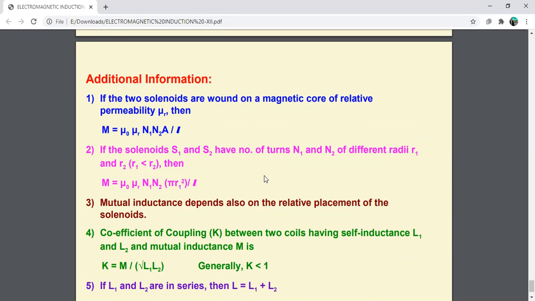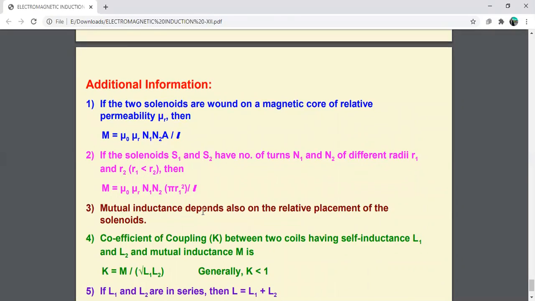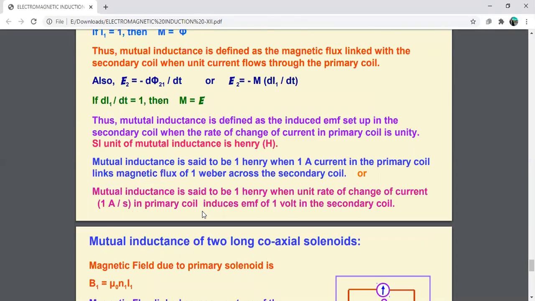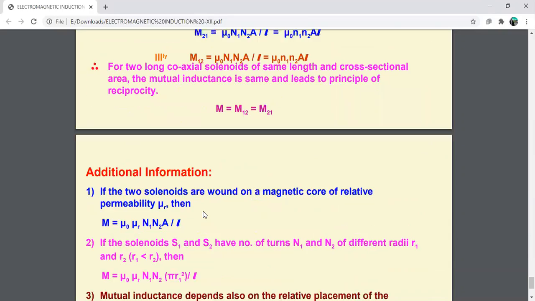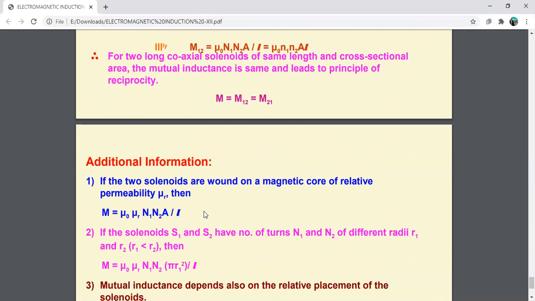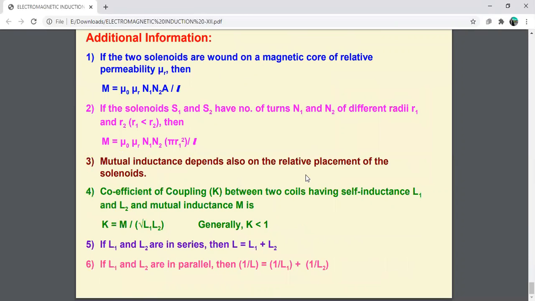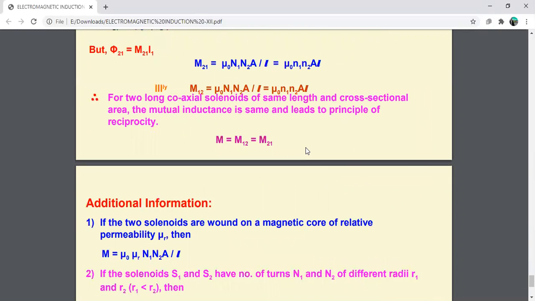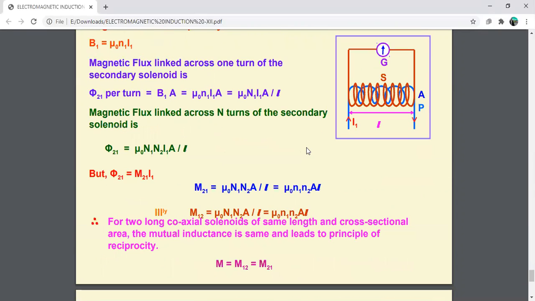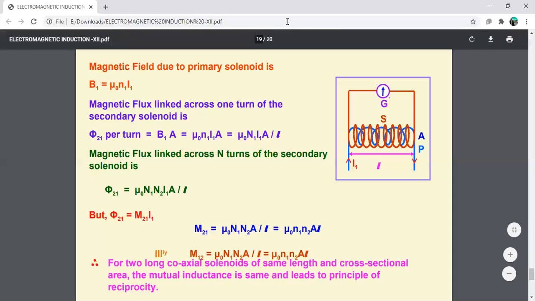I think that this chapter has been completed, and now we will start a new chapter, alternating current. I think tomorrow I will start the new chapter, and I will send you the notes and question sets related to this chapter tomorrow. Okay?